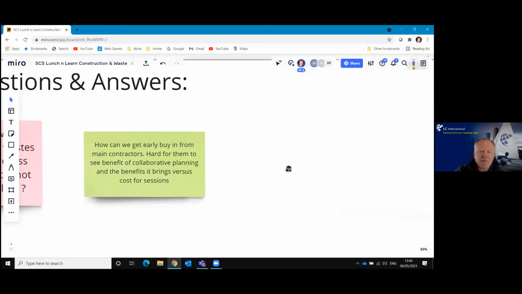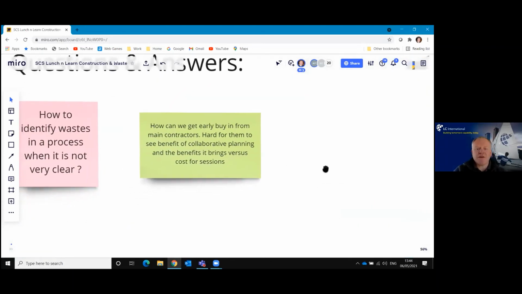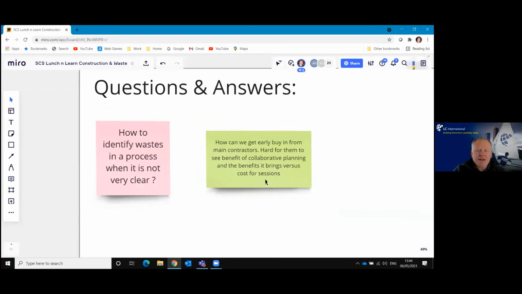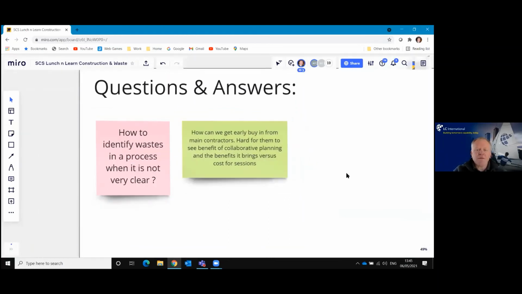It's hard for them to see the benefit of collaborative planning, the benefits it brings versus the cost. So I always ask the question there of, what's in it for me? To get early buy-in, it's understanding what frustrations they are currently facing and tapping into what is causing them that frustration. Is it the fact that they never get to complete the job on time, so they miss going on to the next job? They miss the opportunity of doing more work and bringing in more revenue for their contractor.